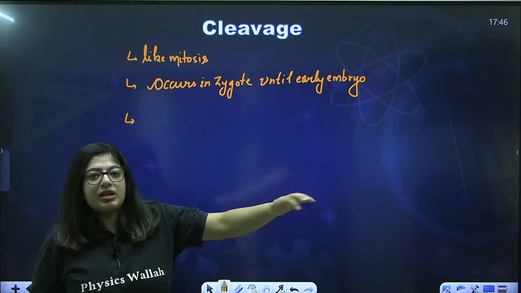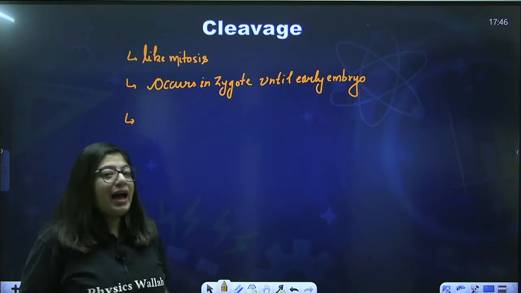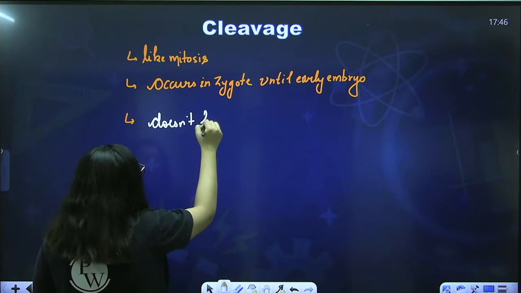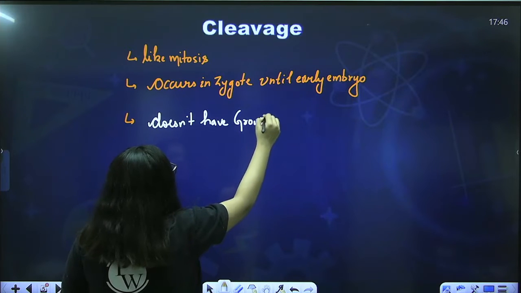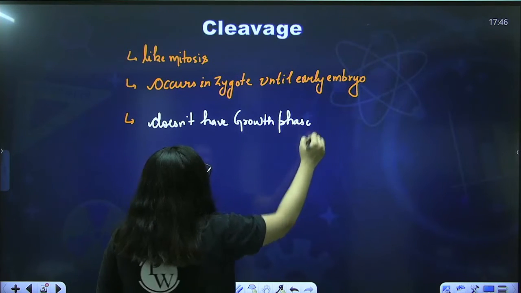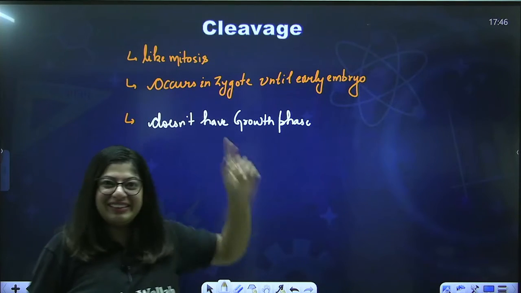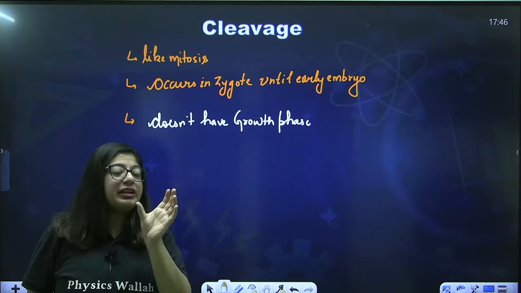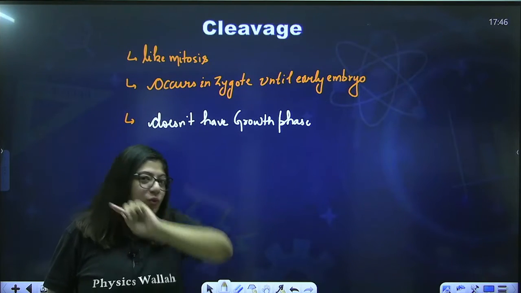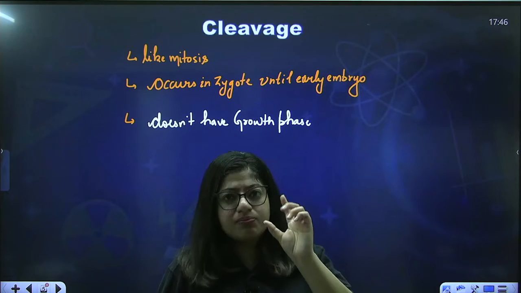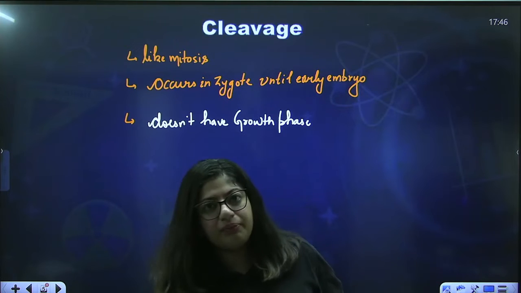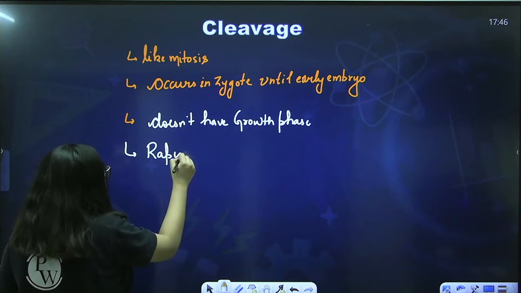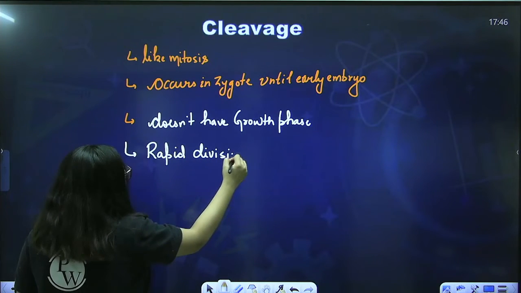Like mitosis, the cell number will increase, but it lacks the growth phase. Remember, in the cell cycle there is a growth phase, the interphase. Cleavage does not have this phase, so definitely the time of division will be less. The mitotic cycle was taking much more time because the growth phase takes a lot of time, but here it does not occur. So these divisions are very fast in comparison to mitosis. They are very rapid divisions.